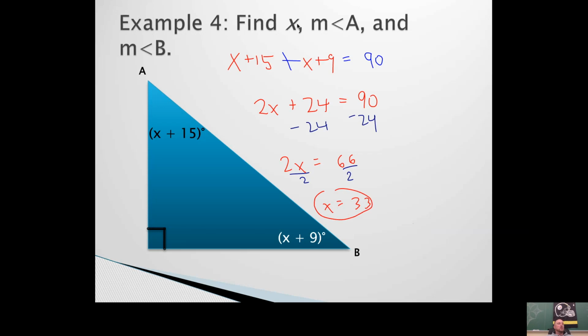That's not all that we do. They want you to find the measure of angle A and the measure of angle B. So you got to go back and plug in. What is 33 plus 15? It's 48 degrees. What is 33 plus 9? 42 degrees. Are you comfortable with those answers? 48 and 42. Didn't they add up to 90? That's how you know that you're right.